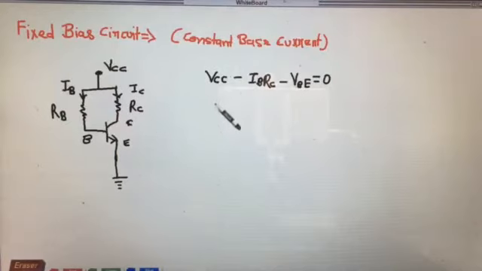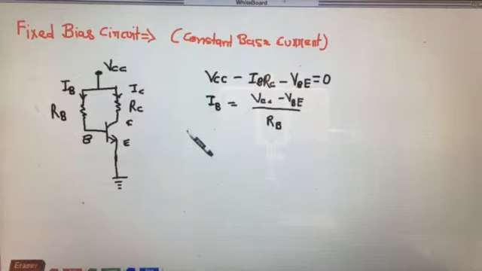From this equation, IB is equal to VCC minus VBE upon RB. So, IB RB equals VCC minus VBE, and IB equals VCC minus VBE upon RB.